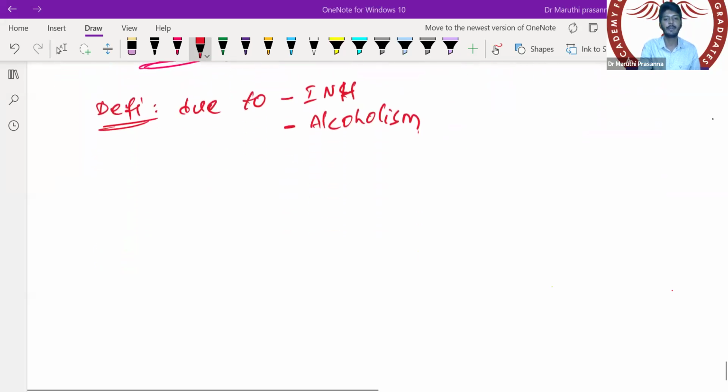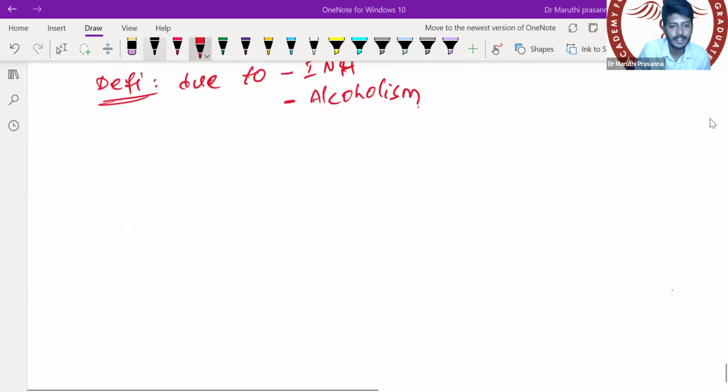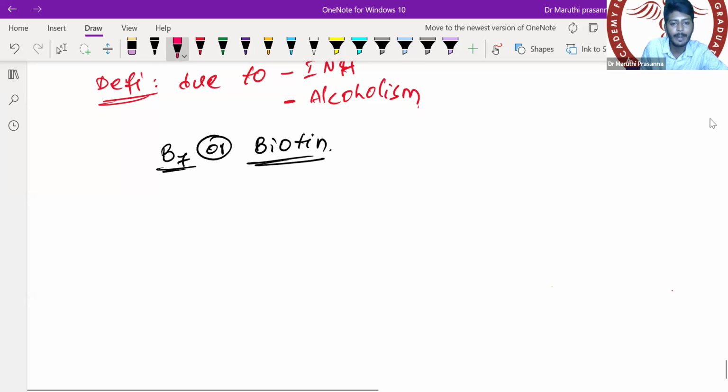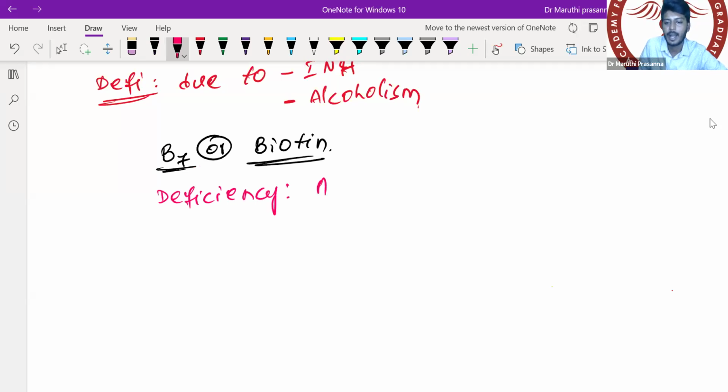Okay, so the next important aspect is vitamin B7, also called biotin. So biotin is vitamin B7. Vitamin B7, biotin, what will happen? Deficiency leads to alopecia, hair loss. And seen with which people?